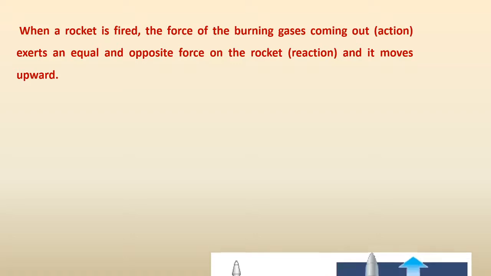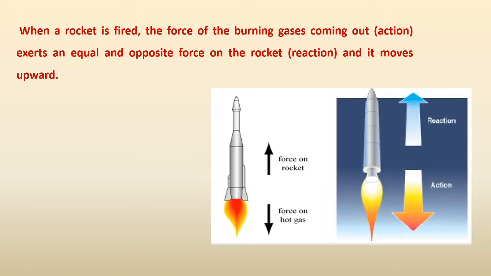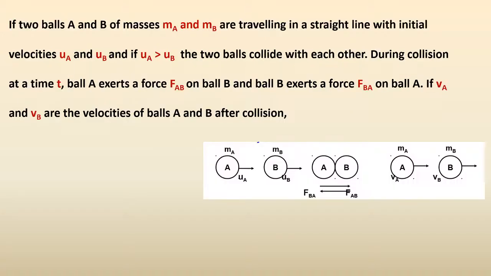Another example is the rocket. In the case of rocket also, the same thing is given here. Reaction is on the upper side, the action is on the lower side. Law of conservation of momentum, what does it say? It says that at the start of any motion and at the end of it, if any collision is there, then the momentum at the initial stage and the final stage both will be conserved, means both will be the same.